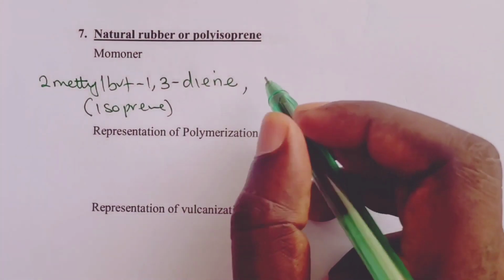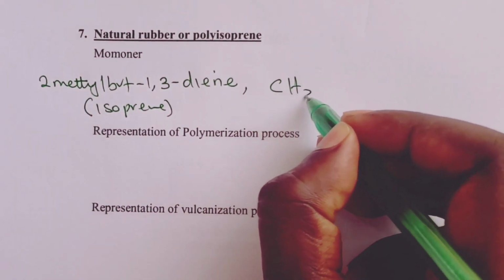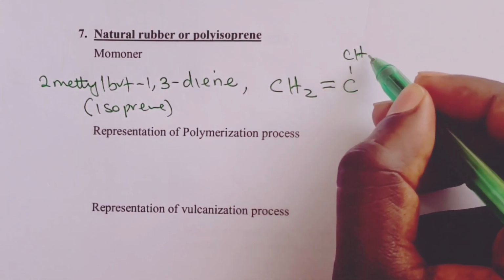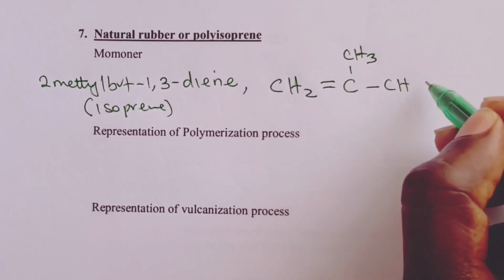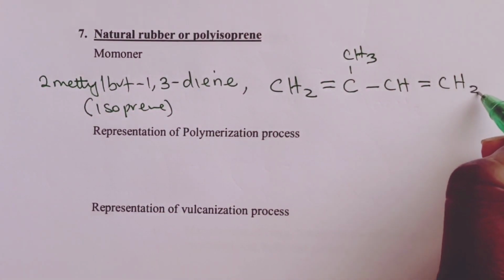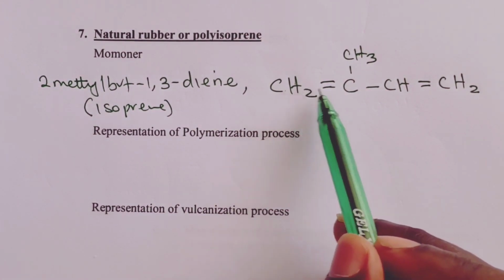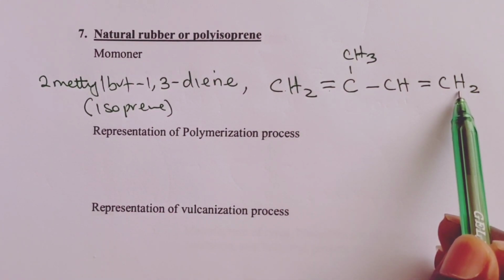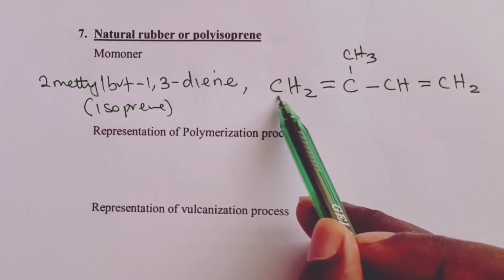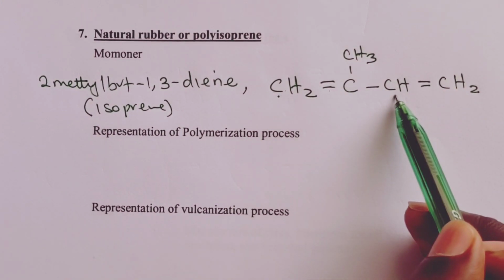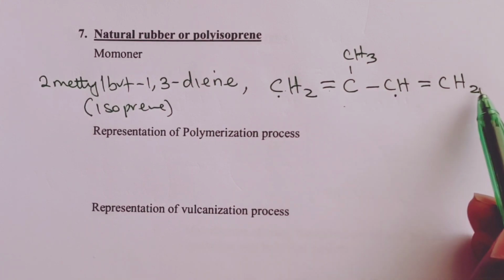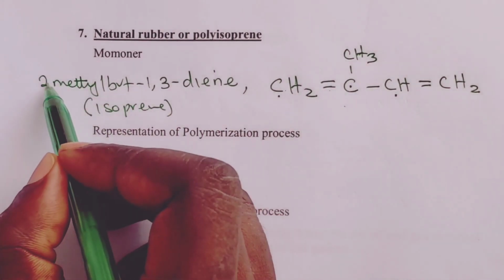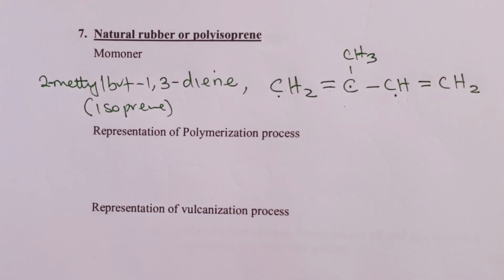Now it has the following structure: CH2 double bond C, CH3, CH double bond CH2. So if you look at this, this is a diene made of 4 carbons. The double bond is between carbon 1 and carbon 3. So it is a but-1,3-diene, and of course there's a branch on carbon number 2, which now gives us the 2-methyl as the branch.